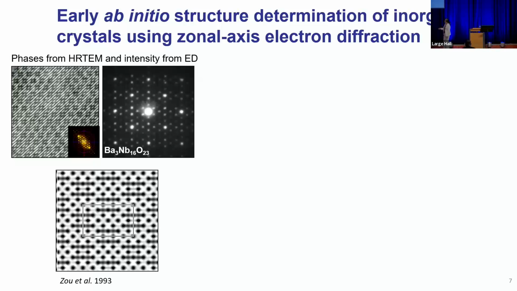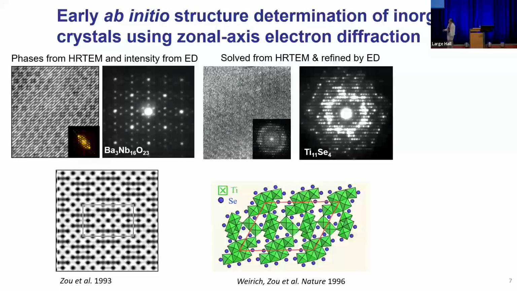This is an example. We can obtain the phases from images and use the amplitudes obtained from electron diffraction. This is the map you obtain directly from this image, with very high atomic resolution, as you see here. We also showed later that you can observe the structure from images and then refine the structure using electron diffraction data, because electron diffraction data extend to much higher resolution compared with images and are easy to obtain.